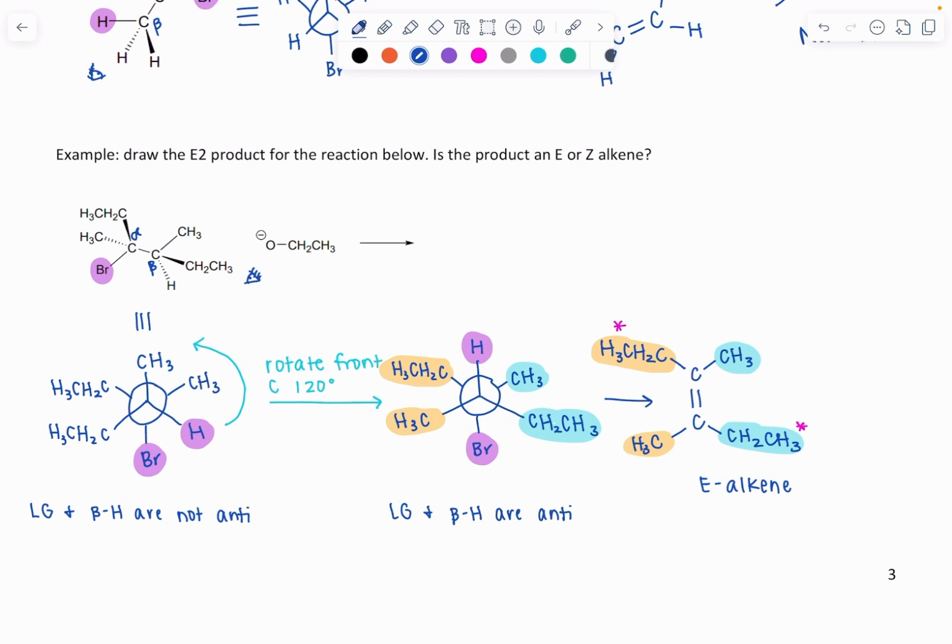Okay. Now, if you're drawing the actual mechanism, you can draw just on this structure, right? So those three arrows, but the proper product has to be the E alkene for this mechanism. So that's one thing to consider when you're looking at the E2 reaction, just to make sure the beta hydrogen that's getting eliminated and the leaving group are anti to each other.